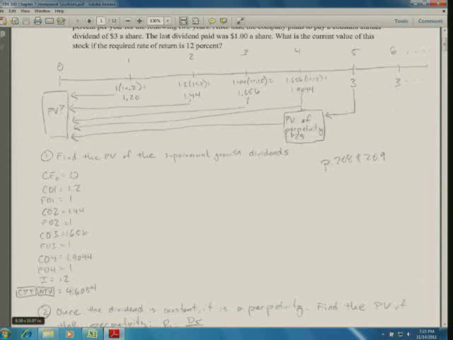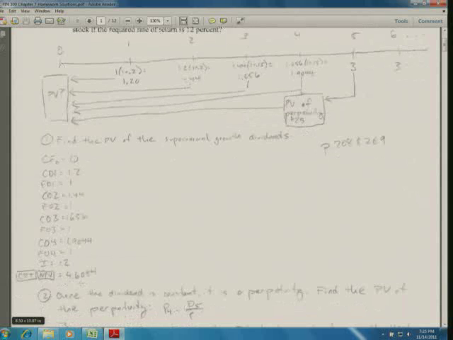Okay. Either write this number down or store it in the calculator somewhere, because we're going to add these up later. That's the present value of just simply these first 4 payments right here. So we're not quite done yet. That's not the value of the stock. That's just the value of the next 4 dividends we expect to receive. We still have the present value of the perpetuity to deal with.